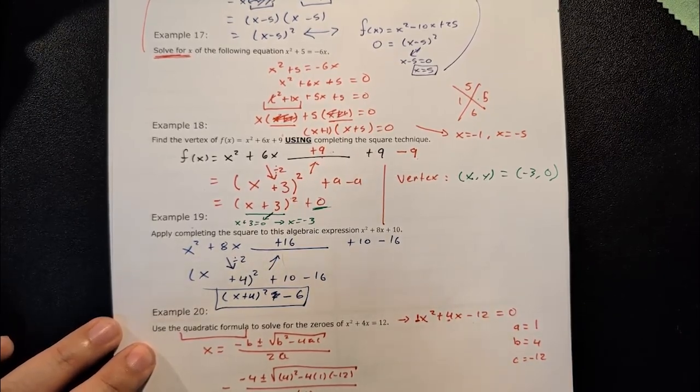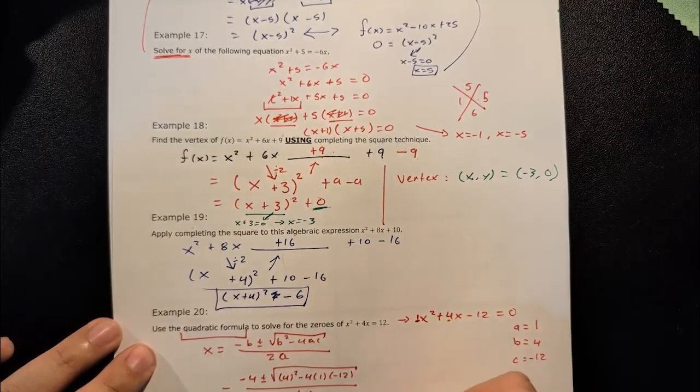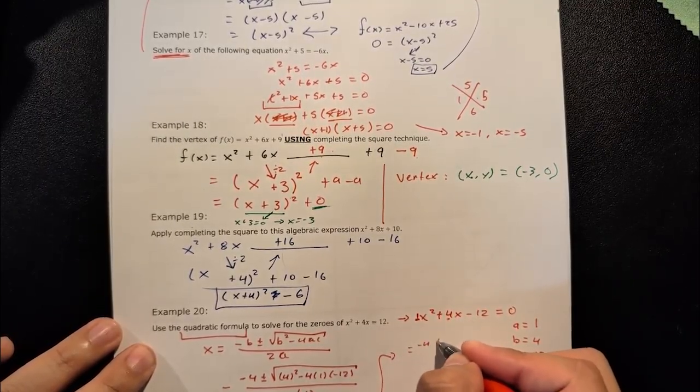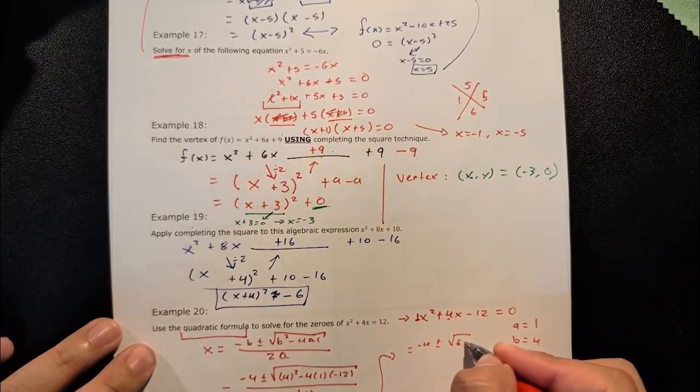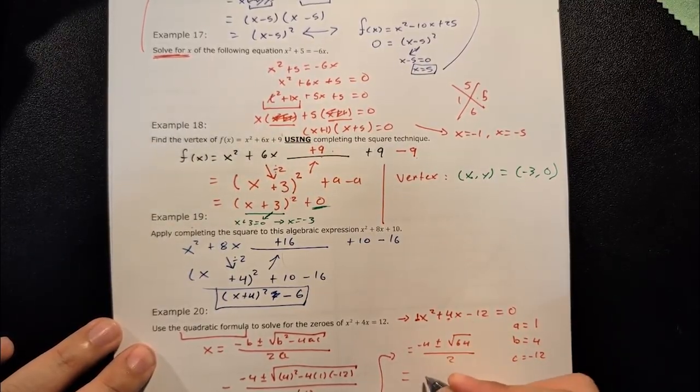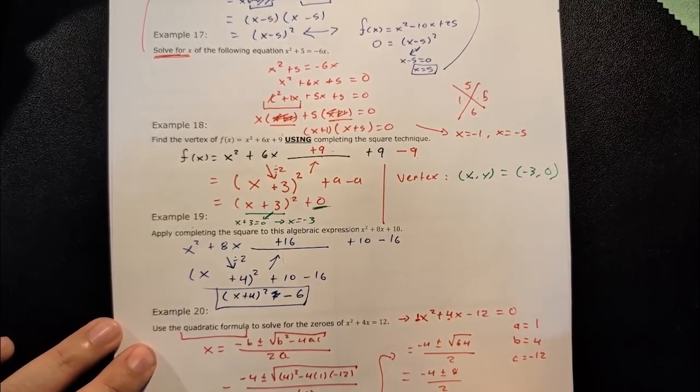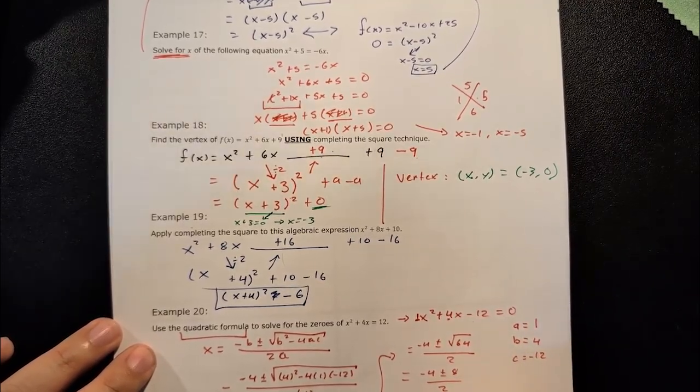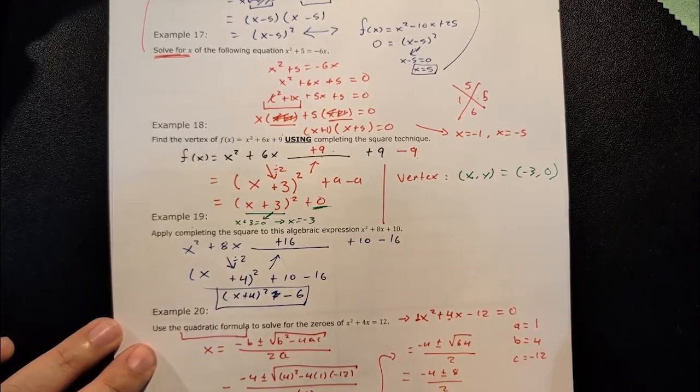Okay, and using a calculator to simplify this a bit, I get negative 4 plus or minus the square root of 64 over 2. So negative 4 plus or minus 8 over 2. And now I split this into two. So I do negative 4 plus 8 over 2 and negative 4 minus 8 divided by 2. This gives me negative 4 plus 8, that's 4, divided by 2, 2.